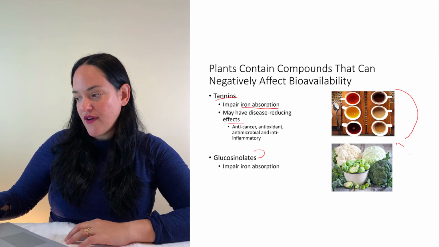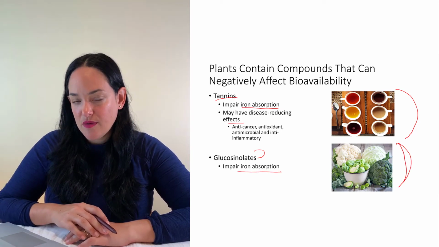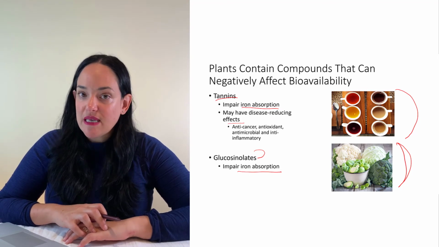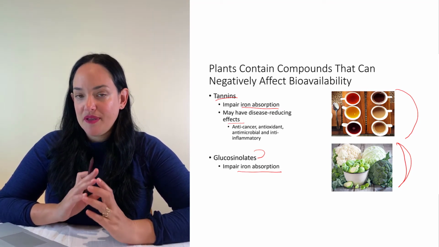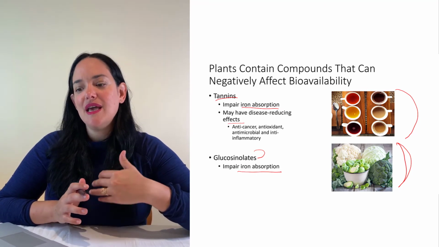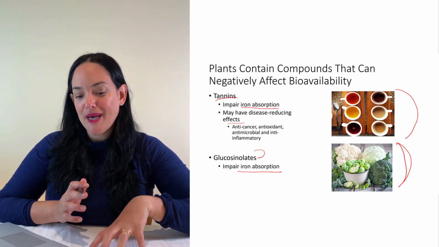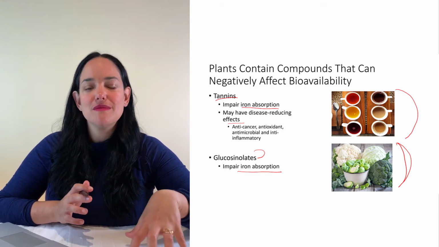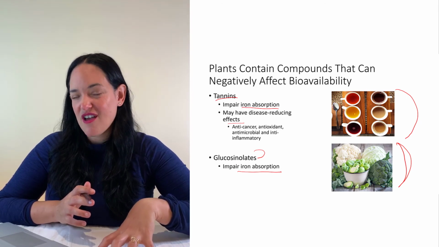Okay. However, on the opposite side, they may also have disease-reducing effects. Glucosinolates, which are found in a lot of our cruciferous vegetables, can impact iron absorption. So something to keep in mind if you are a vegan or a vegetarian is that plant products, even though they might have a certain amount of a mineral listed, might actually be less available from those foods, and you might want to consume more of those foods to make sure that you are getting the amount of minerals, especially iron, that you need.